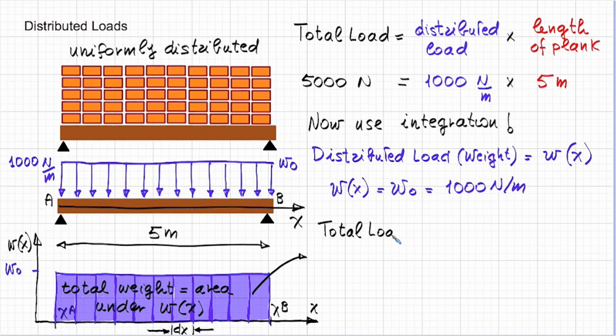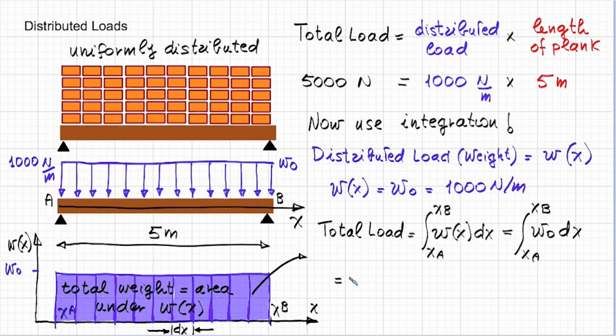So we can calculate the total weight of the bricks as the integral between xa and xb of w of x dx. And of course, in our case, w of x is simply w0. So the total weight comes out to be the integral between xa and xb of a constant w0 dx, which simply is equal to w0 times the integral of dx between xa and xb, and that's simply equal to w0 times xb minus xa, and xb minus xa is the length of the plank.